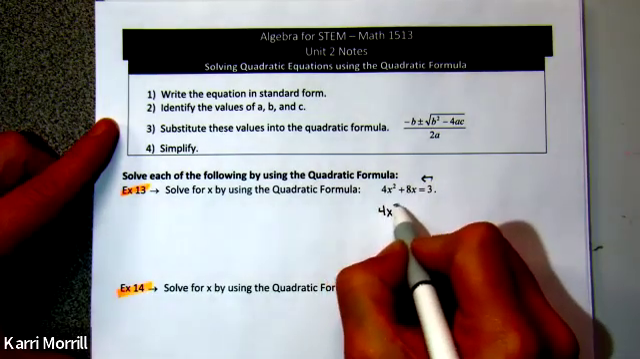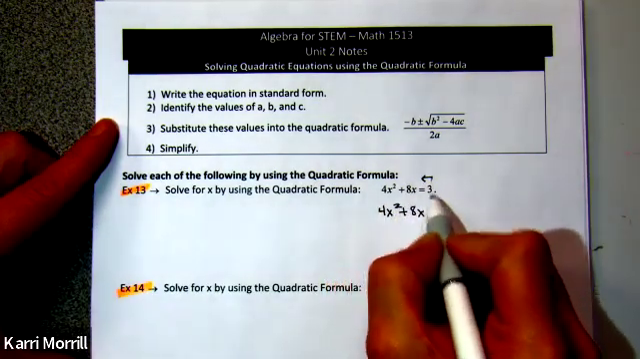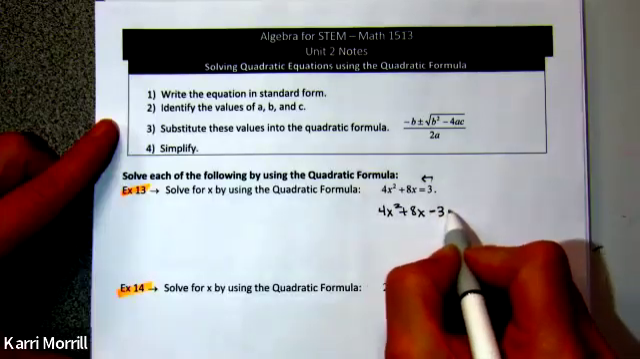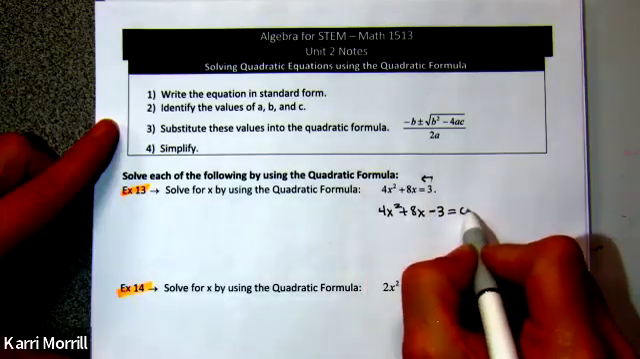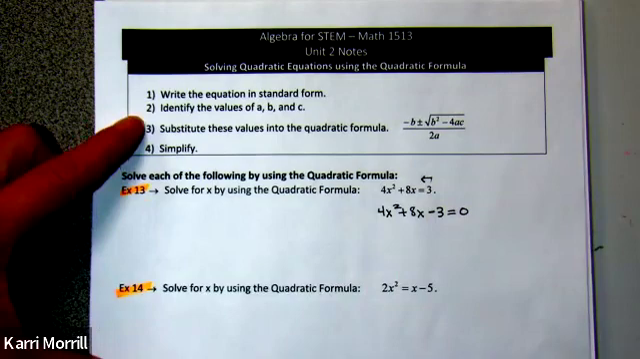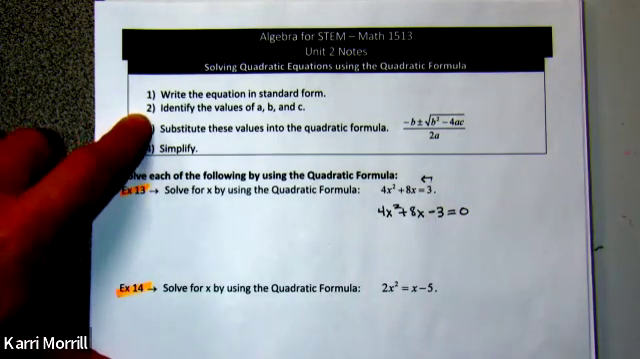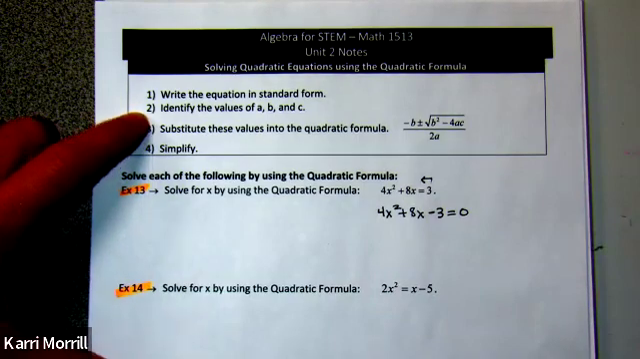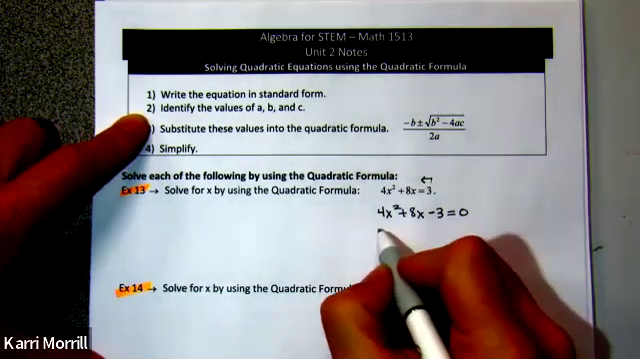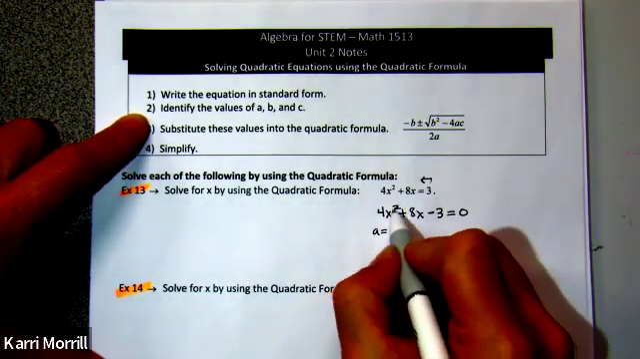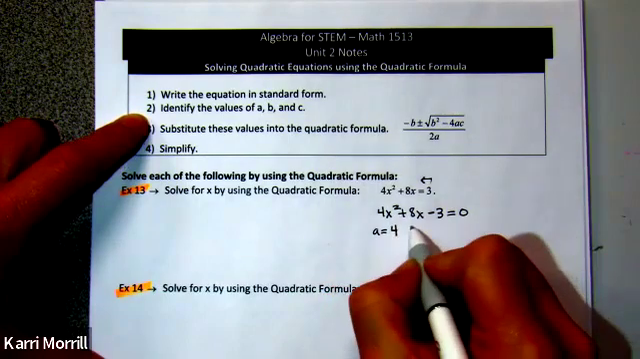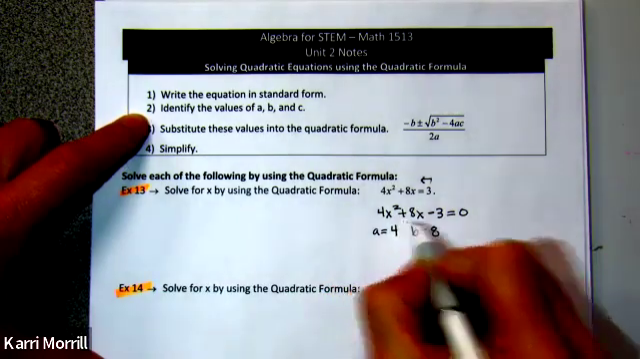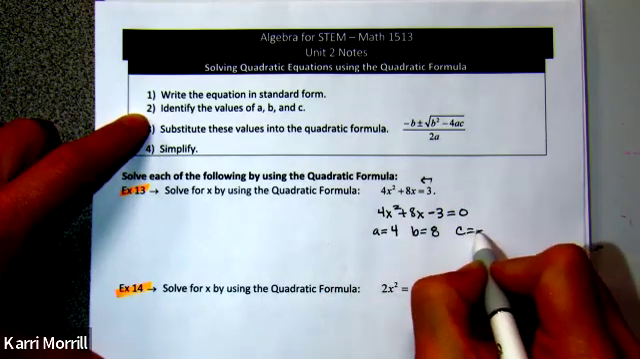So we have 4x squared plus 8x, and if I subtract that, it would be a negative 3, and it would zero out that right-hand side. The reason we do that is because then we can identify the right sign for the values for A, B, and C. Your A value is always in front of your x squared term, so it's a 4. Your B value is a positive 8, and your C value is a negative 3.